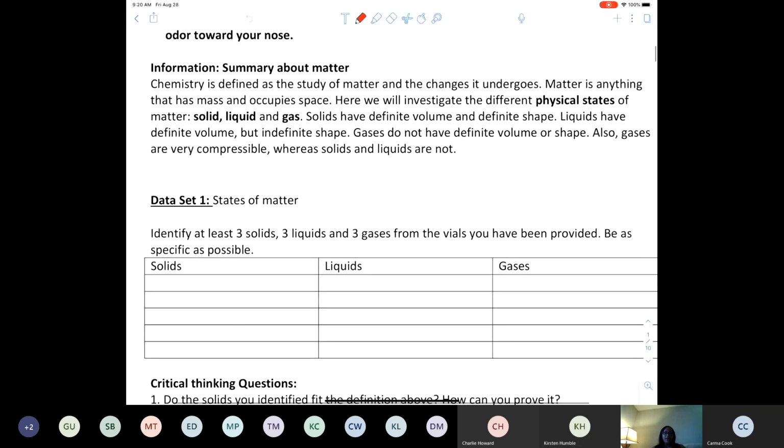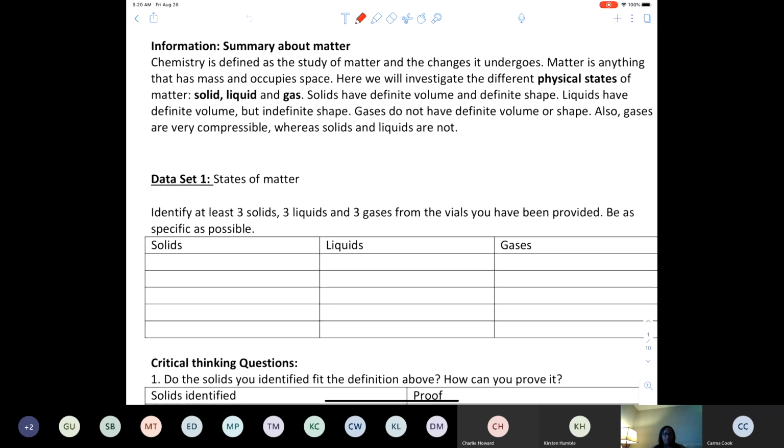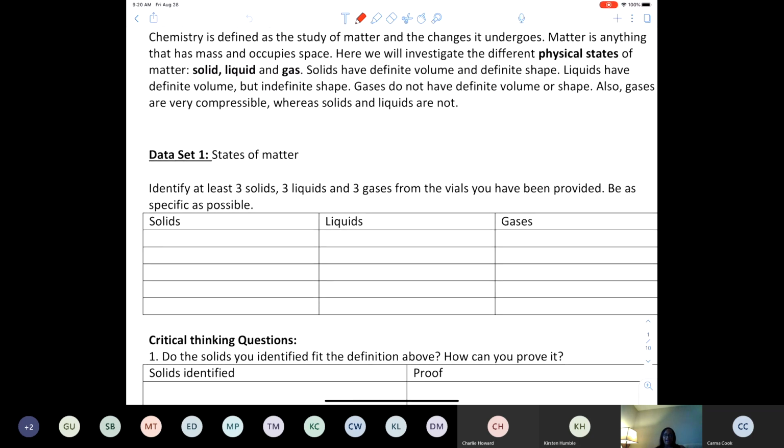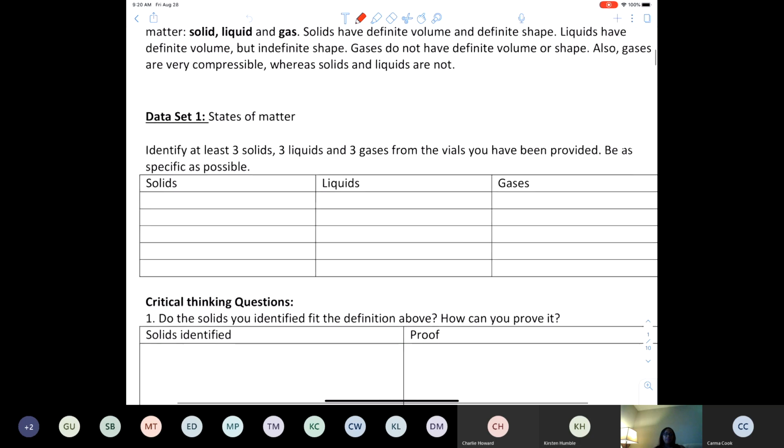So now we're going to move on to data set 1. In data set 1, we're going to be analyzing states of matter, and we're going to be focused on the 3 states of matter: solids, liquids, and gases. And so in the video, you're going to see a series of vials, and of the vials that you see, you're going to identify 3 solids and write those 3 solids in the rows of that first column.